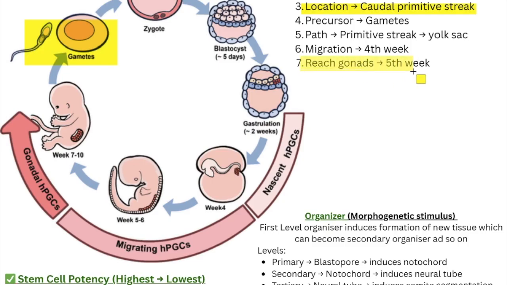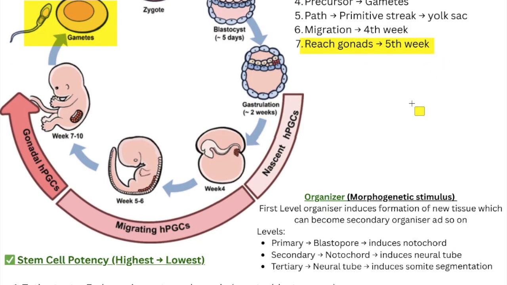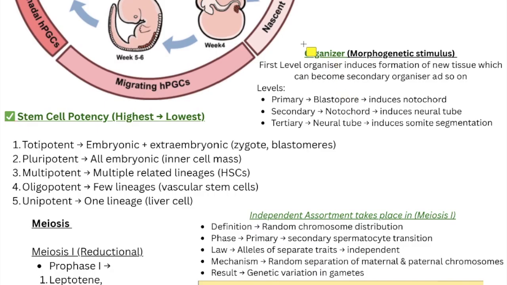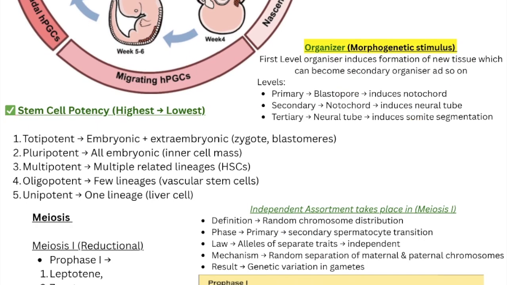Next, let's discuss the concept of an organizer. Think of an organizer as a morphogenetic stimulus, a region of cells that induces, or signals, other cells to form new tissues. There's a hierarchy. The primary organizer is the blastopore, which induces the formation of the notochord. The notochord then acts as a secondary organizer, inducing the formation of the neural tube. Finally, the neural tube acts as a tertiary organizer, signaling the segmentation of somites.